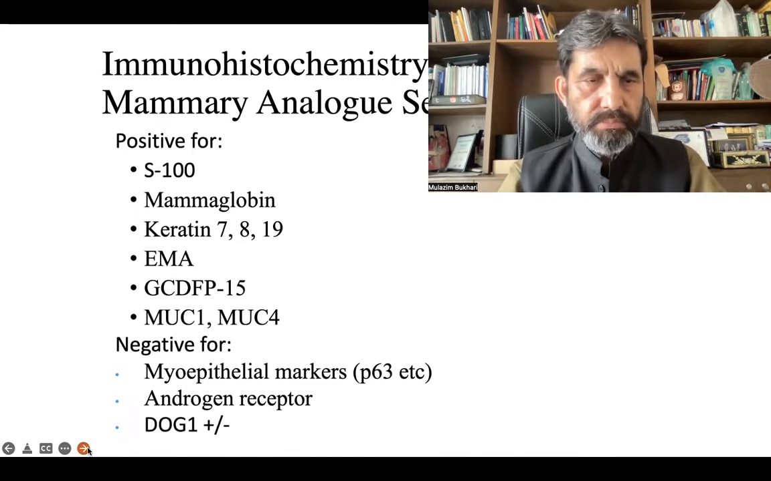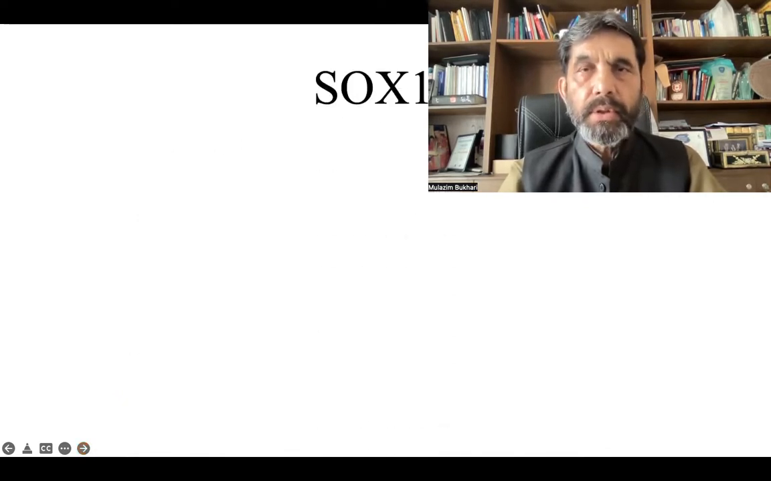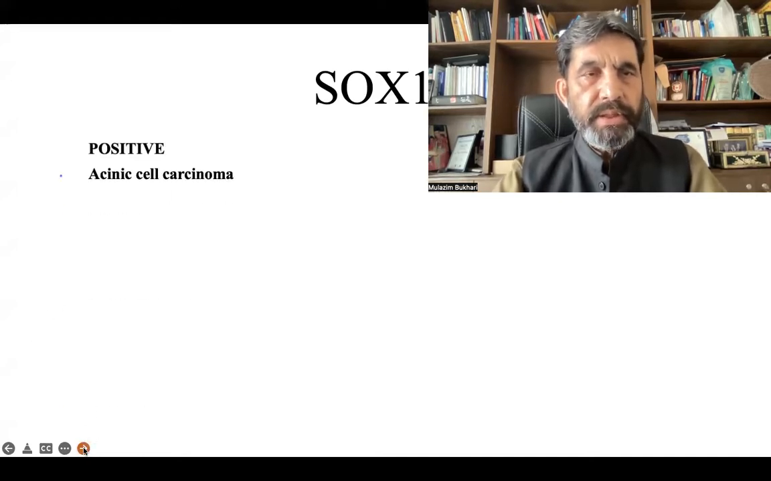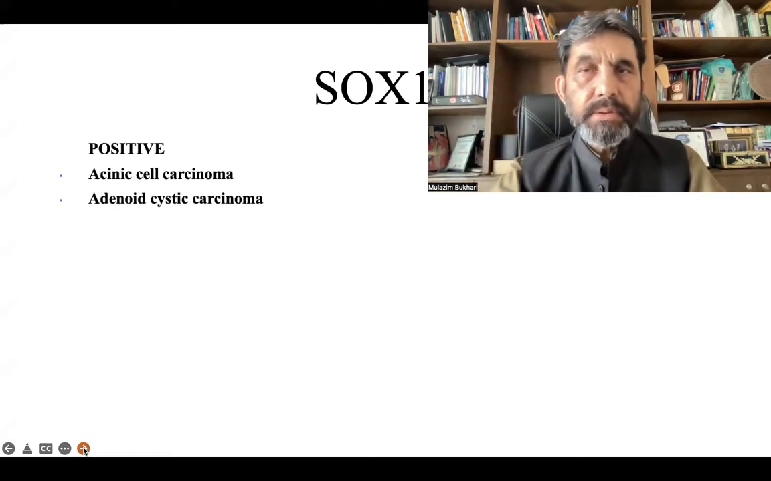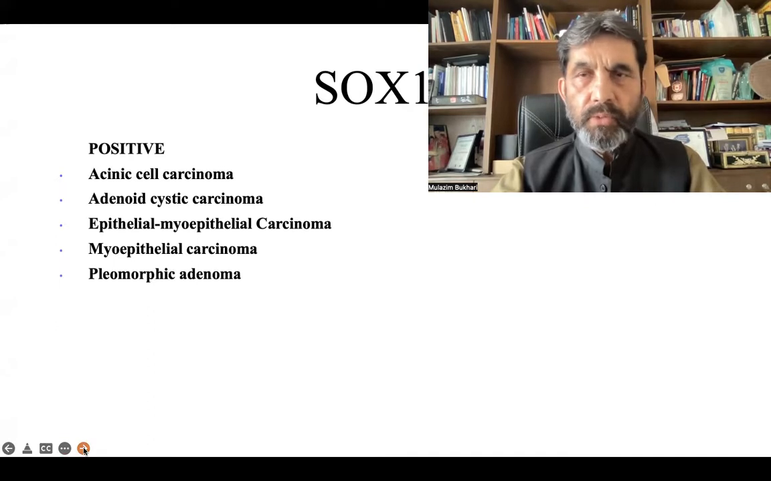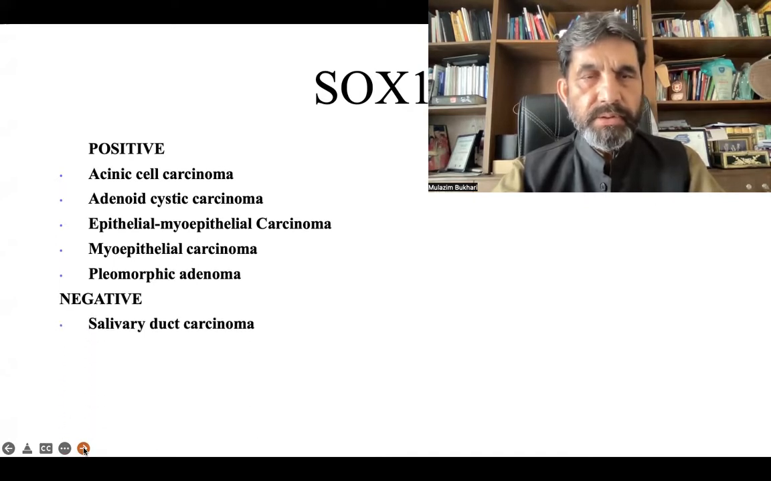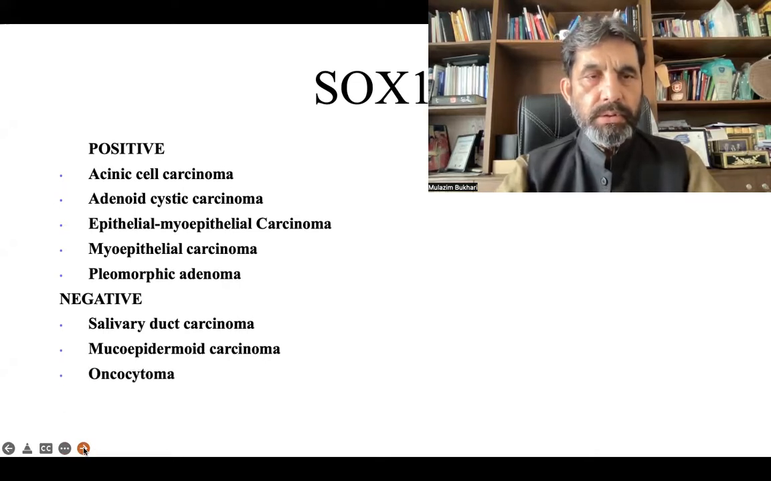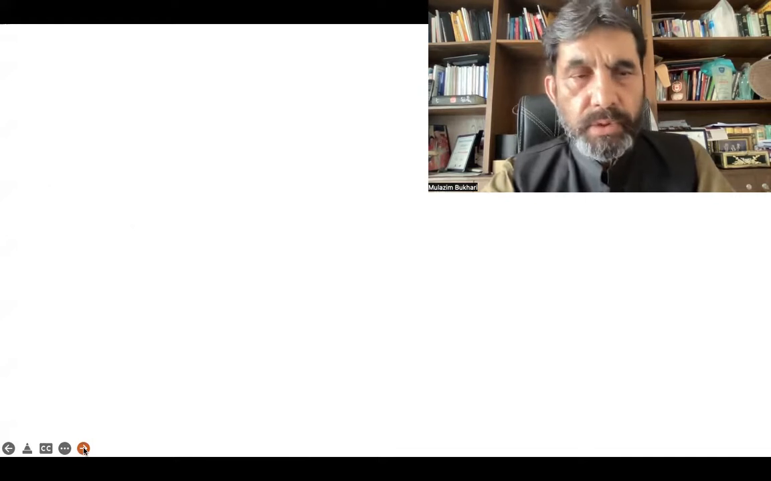Androgen receptor may be possible, but not helpful in this one. SOX10 in a different area: which tumors of the salivary glands are positive? Positive category-wise in adenoid cystic carcinoma, epithelial-myoepithelial carcinoma, myoepithelial carcinoma, pleomorphic adenoma. Negative in salivary duct carcinoma, mucoepidermoid carcinoma, oncocytoma, and Warthin tumors.